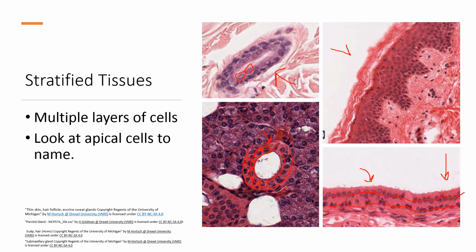This is stratified squamous epithelium. Okay, if this picture were a little bit clearer, we would clearly see that these cells, especially towards the apical surface, are very much that flat fried egg shape of cell.